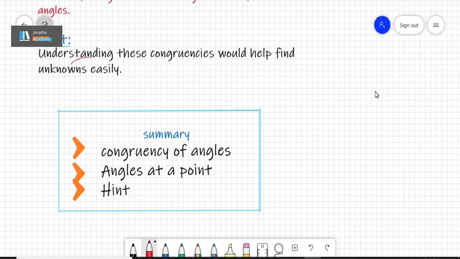So we've succeeded in going through the basics you need to know as per Introduction to Plane Geometry. Today we've gone through congruencies of angles, we've gone through angles at a point, and I gave you a minor hint.